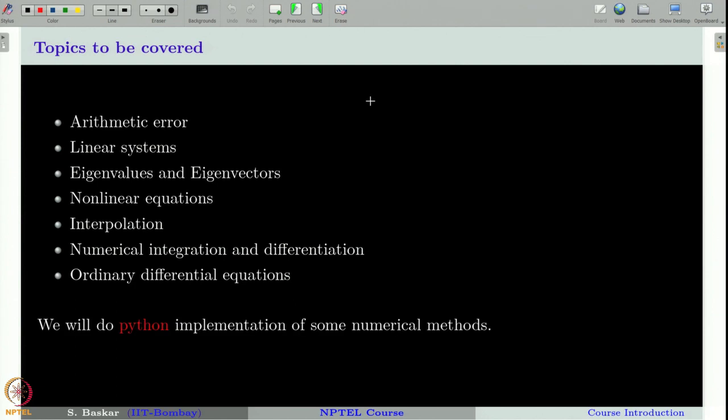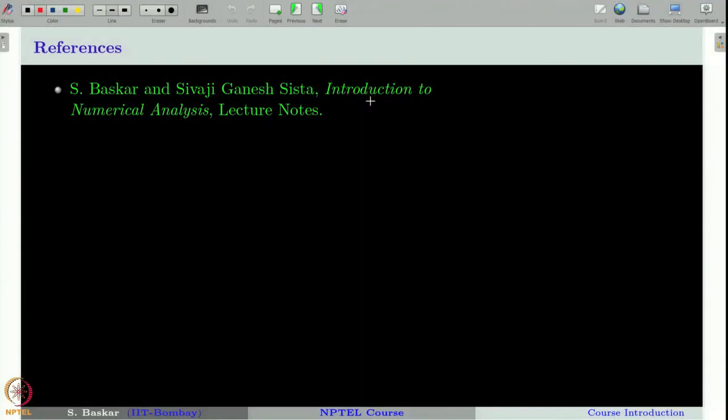It is also important for a numerical analyst to know some computer coding. So, we will also learn Python implementation of some simple numerical methods. Well, I, with my colleague Shivaji Ganesh, have developed lecture notes on the subject. I will be mostly following our lecture notes. I will also give you PDF files of these lecture notes.